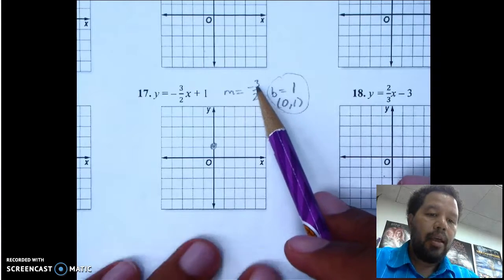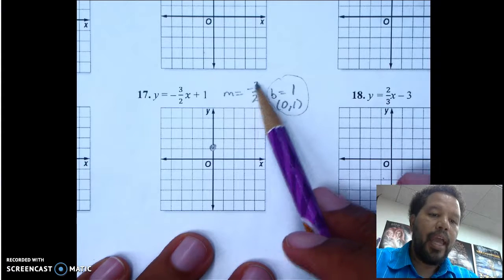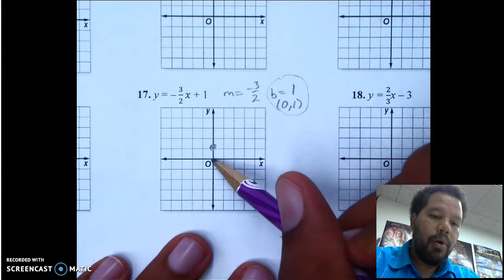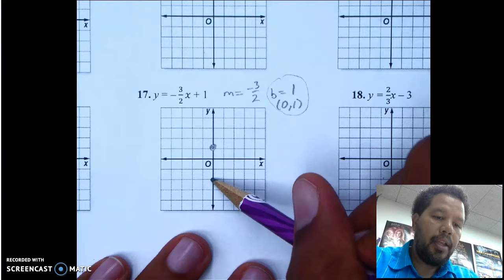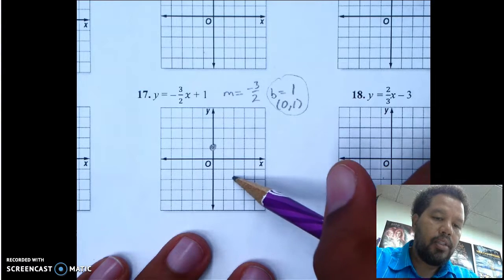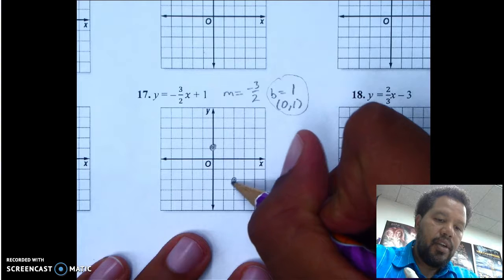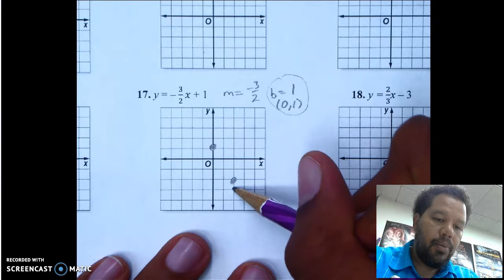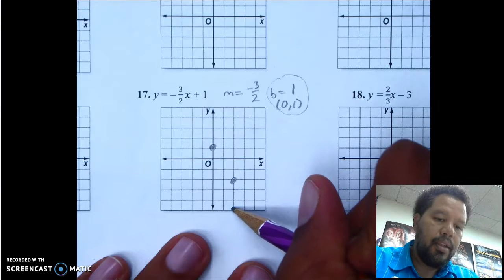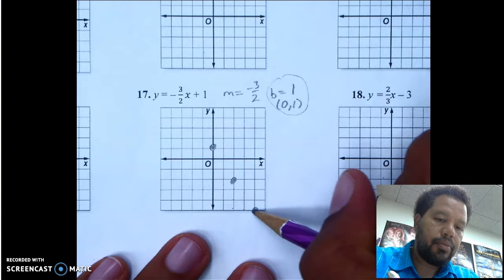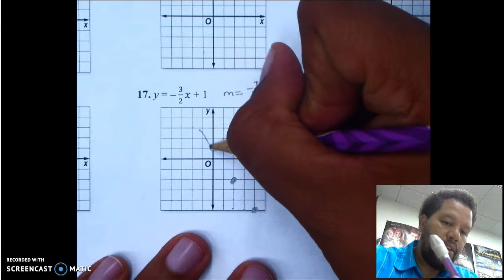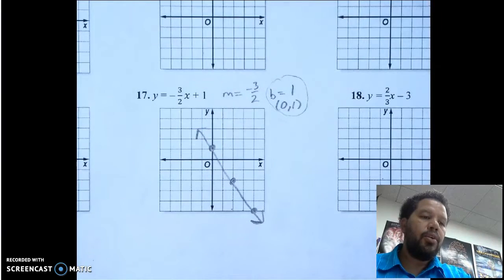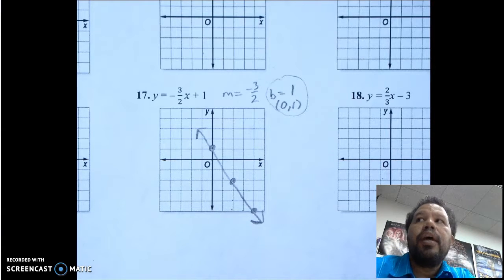That means I am going to go down 3. From my point, I'm going to go down 3, 1, 2, 3. And then to the right 2, because that's positive, 1, 2 in the positive direction. Right there. And maybe I could do that one more time. Again, go down 3 from here, 1, 2, 3, and then to the right 2, 1, 2. And draw a line through these 3 points. So there, that's how you graph a line using the slope-intercept form.